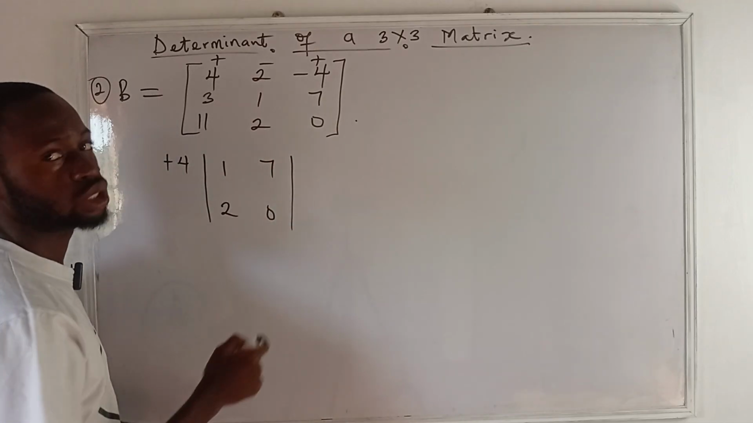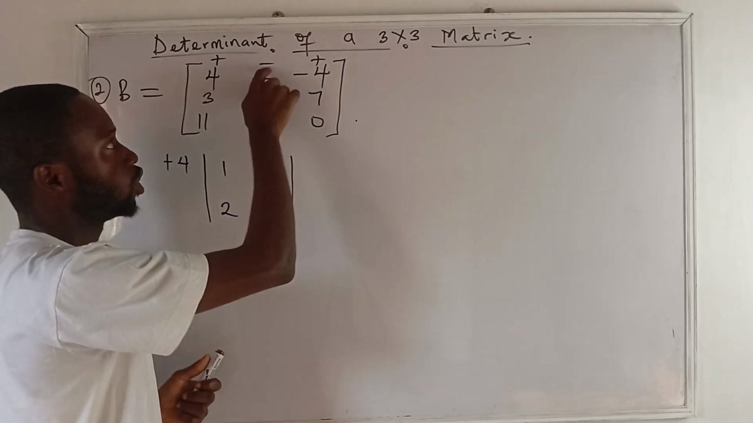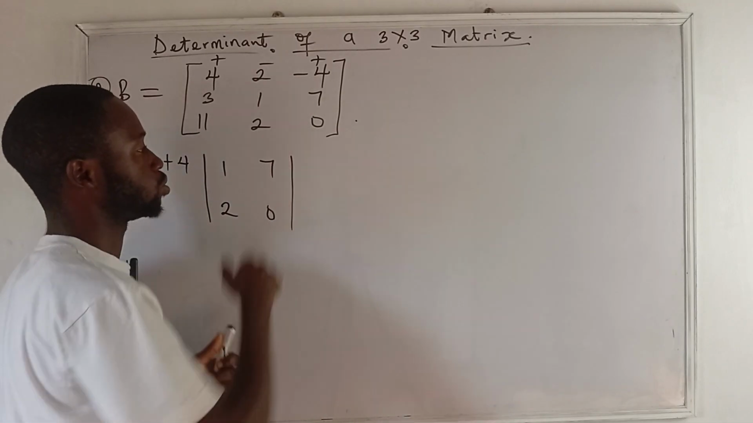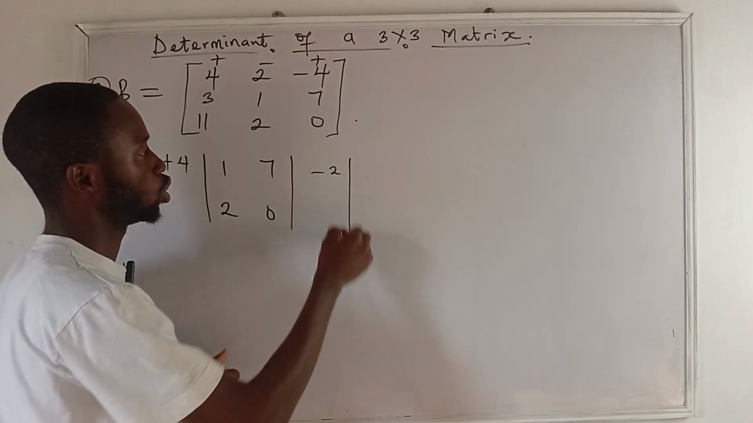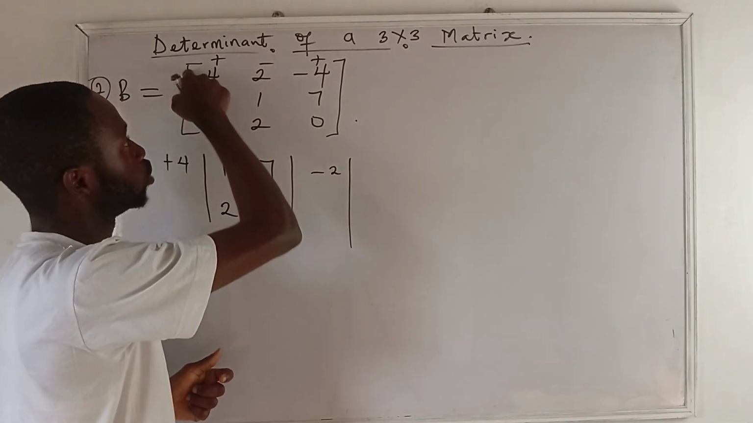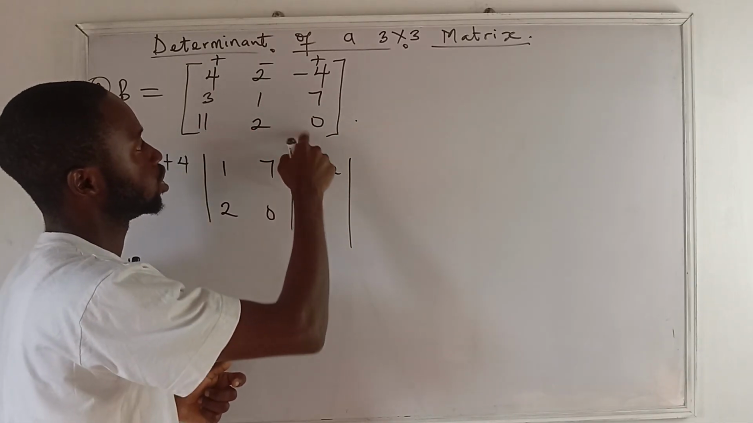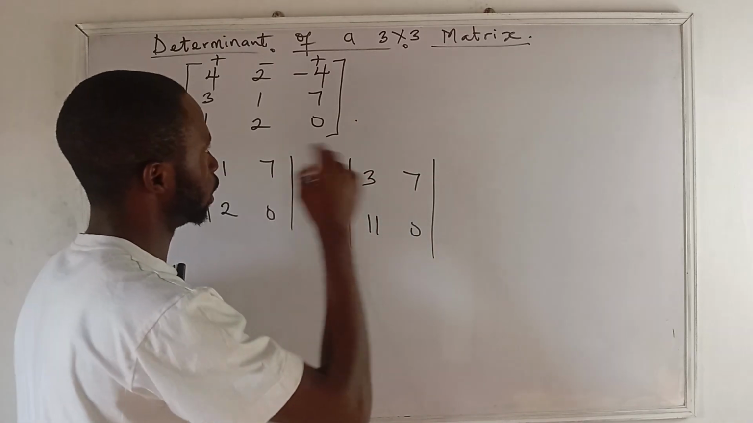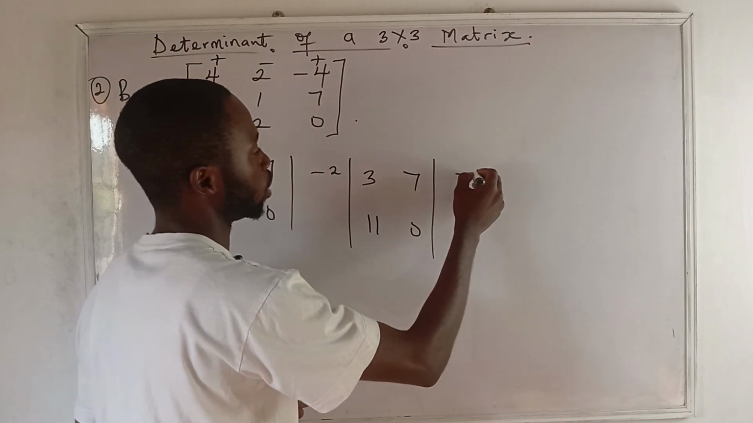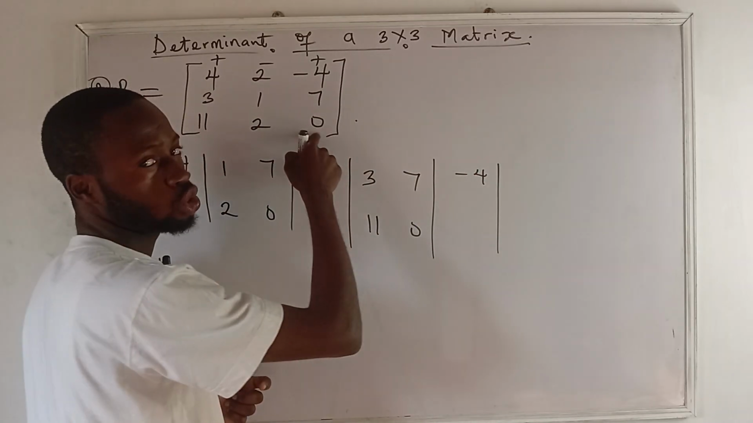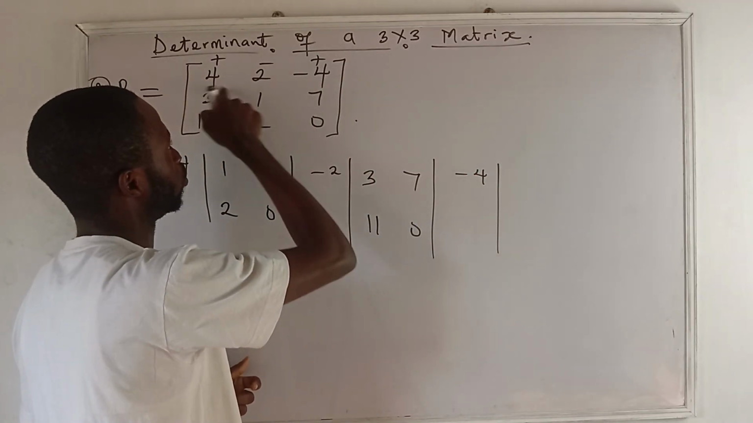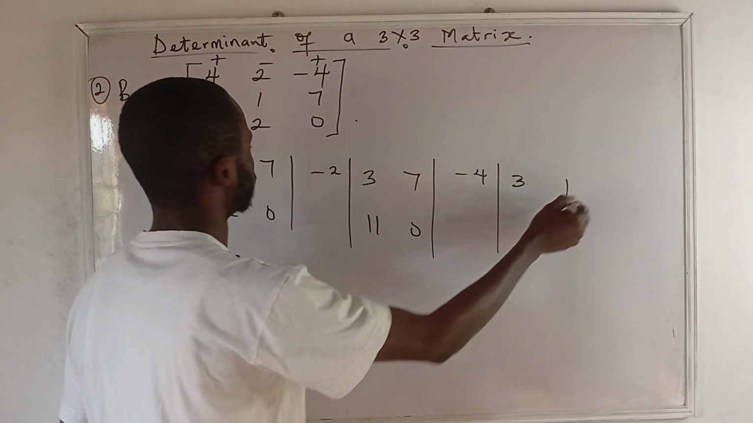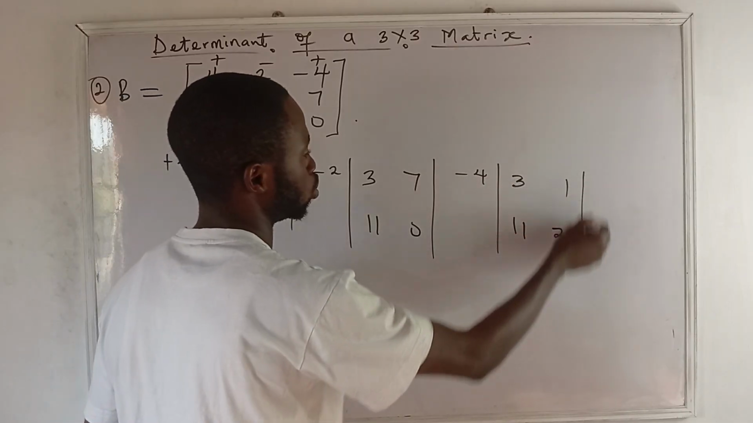You do the same for the 2 that we have here. But remember that we introduced the sign here, so minus times 2 will give us minus 2. Then rule out the column of minus 2 and the row of minus 2. We have 3, 11, 7, and 0. Then plus times minus will give us minus 4. Then rule out the column of minus 4 and the row of minus 4. We have 3, 1, 11, and 2.